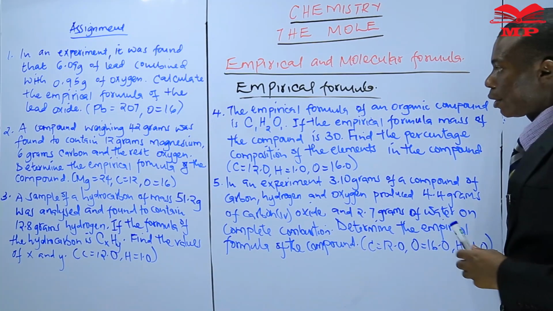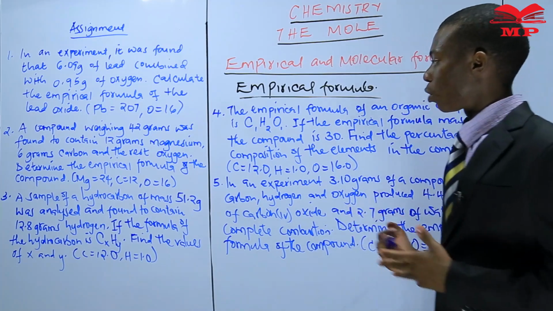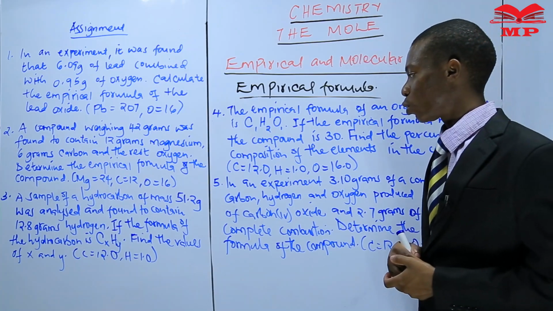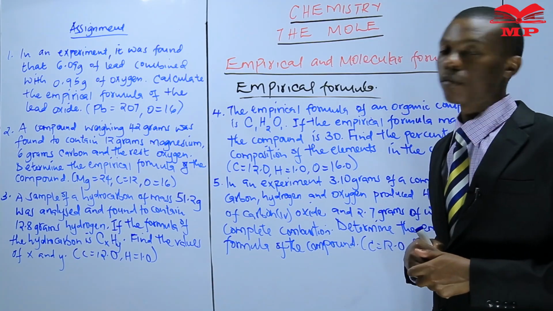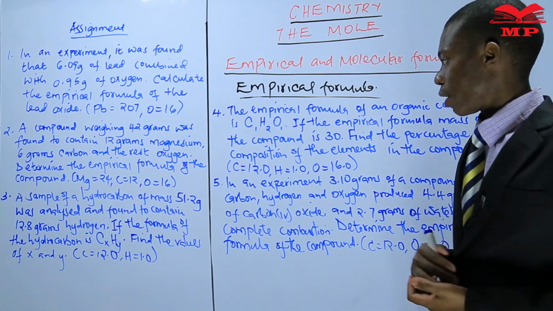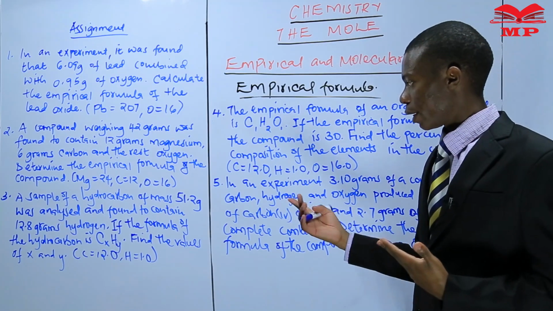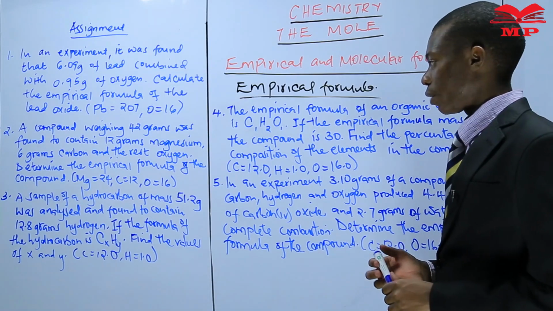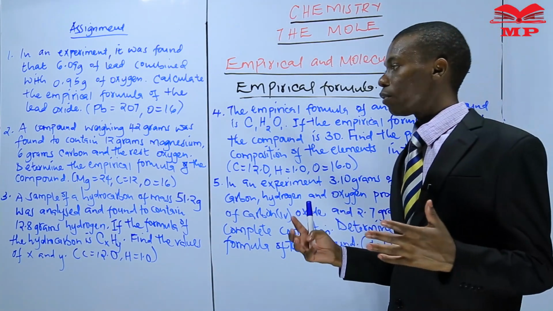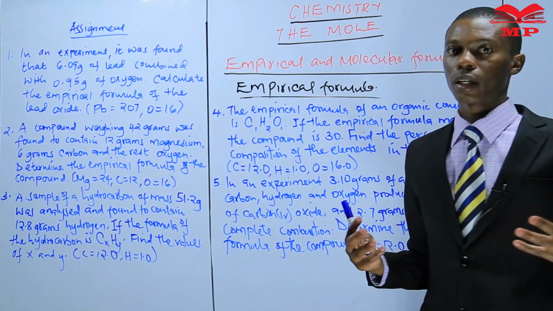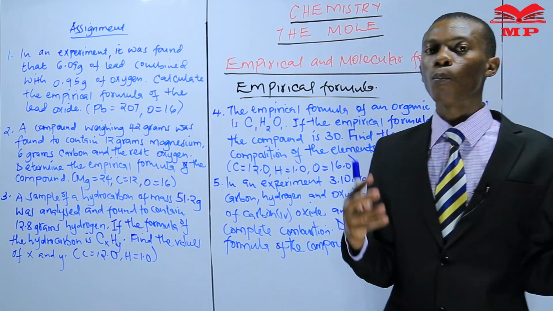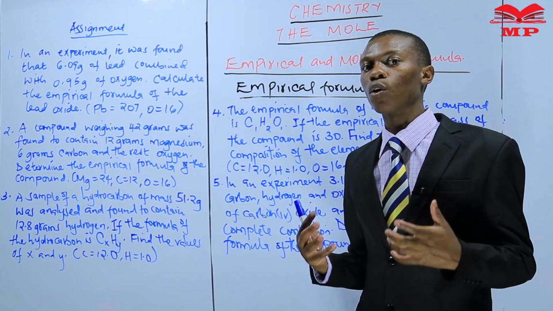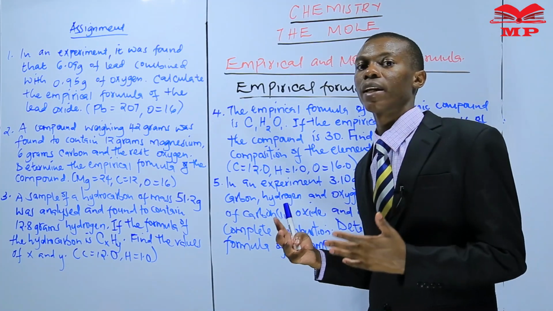And the question number 3 is, a sample of a hydrocarbon of mass 51.2 grams was analyzed and found to contain 12.8 grams of hydrogen. If the formula of the hydrocarbon is CxHy, then find the value of x and y. Now, in this question, you need first of all to know what a hydrocarbon is. A hydrocarbon is a compound of hydrogen and carbon elements.